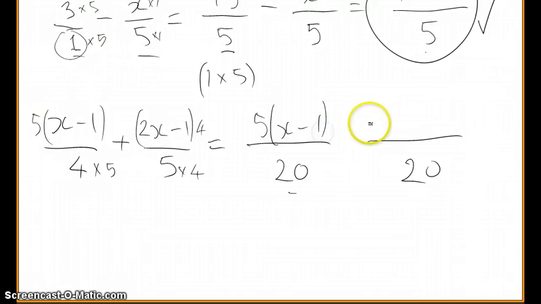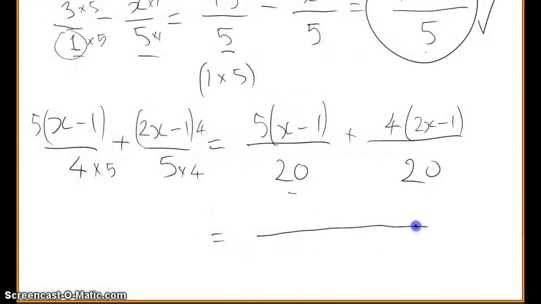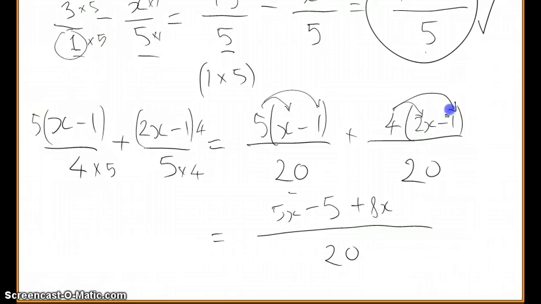Right? There's a plus in here. 4, 2x minus 1. Okay, therefore I can write the whole fraction over 20. And on this top line I can actually do the addition, and at the same time I'm going to do the expansion as well. 5 times x, 5 times minus 1, 4 times 2x, and 4 times minus 1.